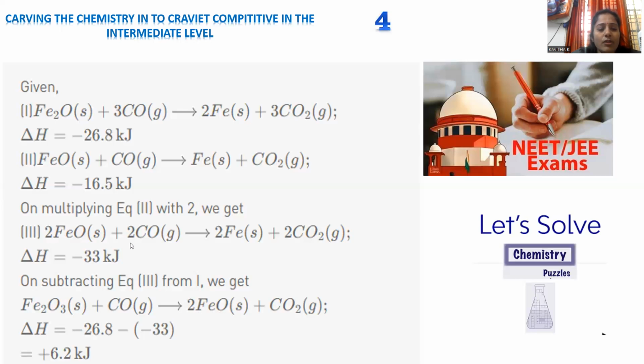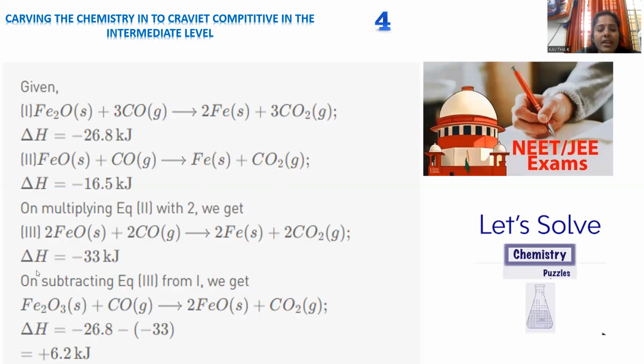So here 3 CO, 2 CO. If you subtract, the leftover will be 1 CO. Carbon monoxide will be 1 only. And here 2 iron are there, and in the third equation also 2 iron, so both are equally compensated. The 2 iron we can cancel out, and 3 CO2, 2 CO2, the balance will be 1 CO2. Fe2O3 plus CO gives rise to 2 FeO plus CO2. This is the subtraction of equation 3 from 1.